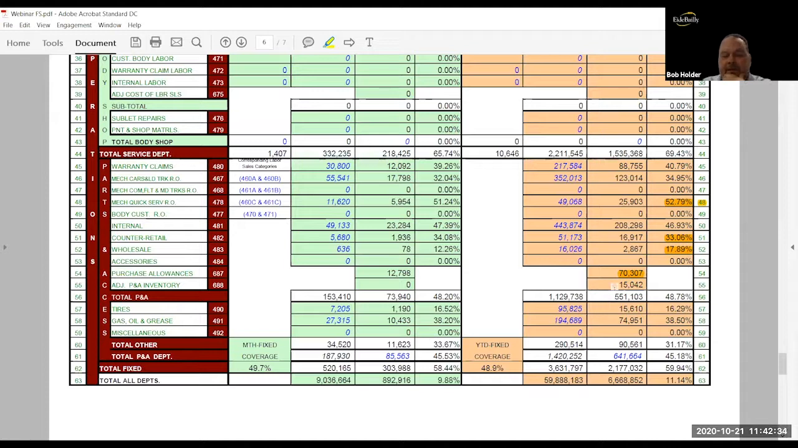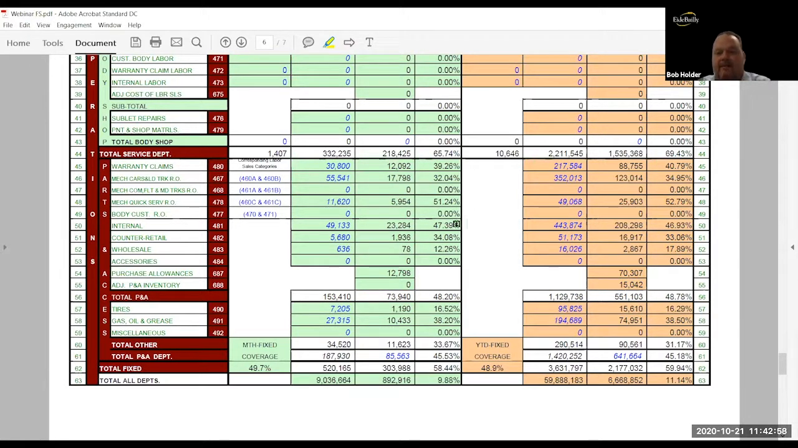And then we talked about this one, the write up. Tires, gas, oil, and grease, I don't really pay too much attention to the gross here. We don't sell tires to make money off tires, right? It's just a way to help get customers in. So not a real big concern there.